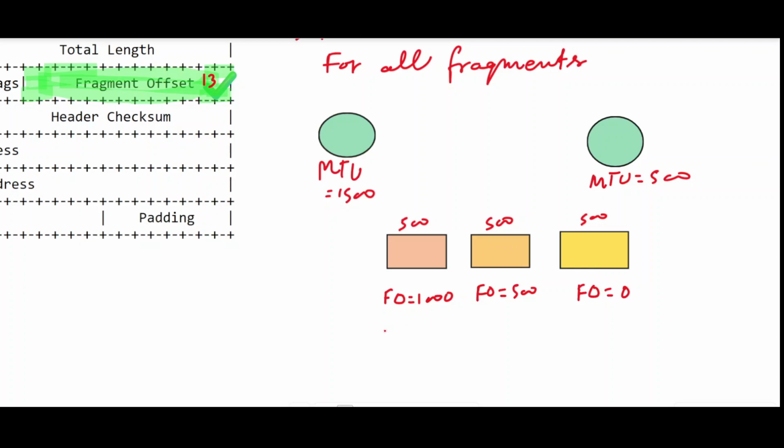Now, this line is known as fragment offset. Here we will write it. Clear. Now for more fragment, MF, here we will write more fragment.